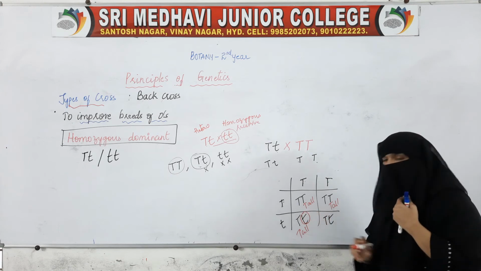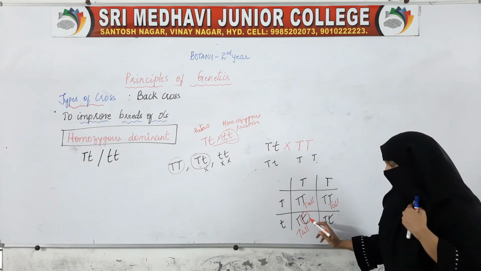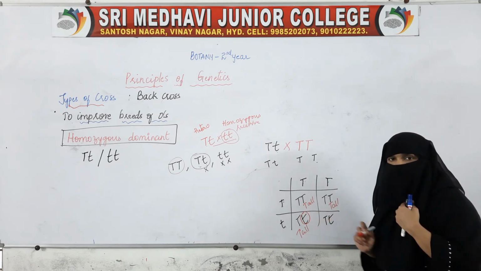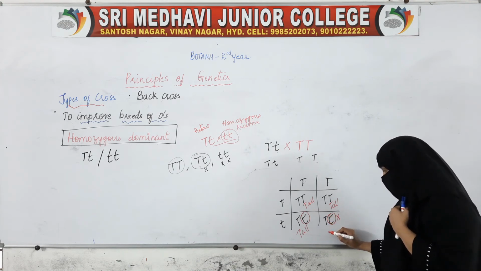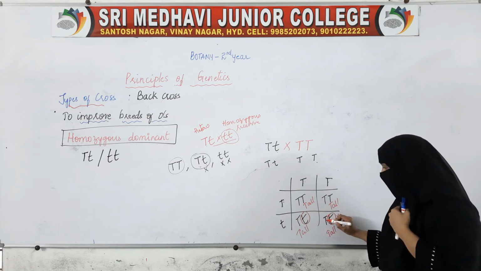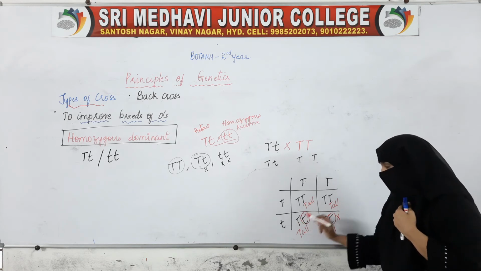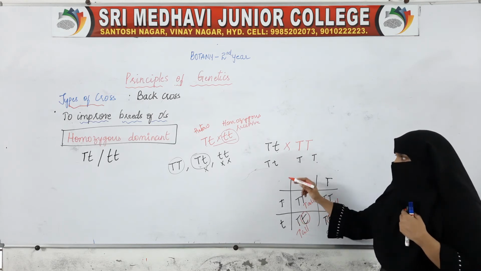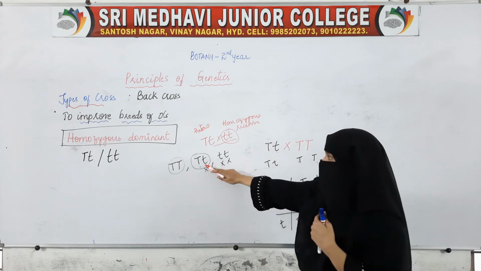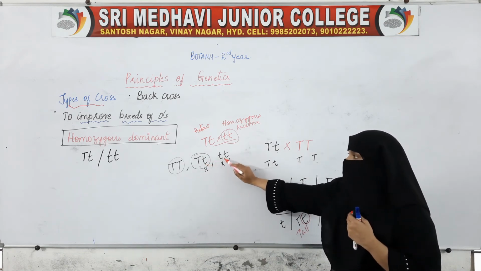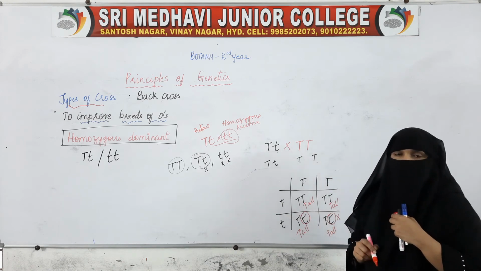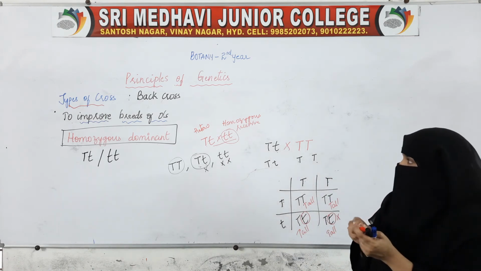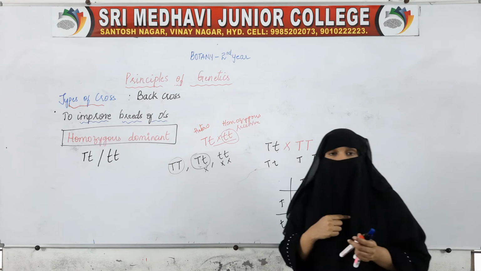This recessive character will not be expressed. Here also this recessive character will not be expressed. It will also be tall because T is dominant. So now I didn't want this character. If I had crossed with this recessive one, then I would have got the recessive characters. So we don't want these recessive characters.